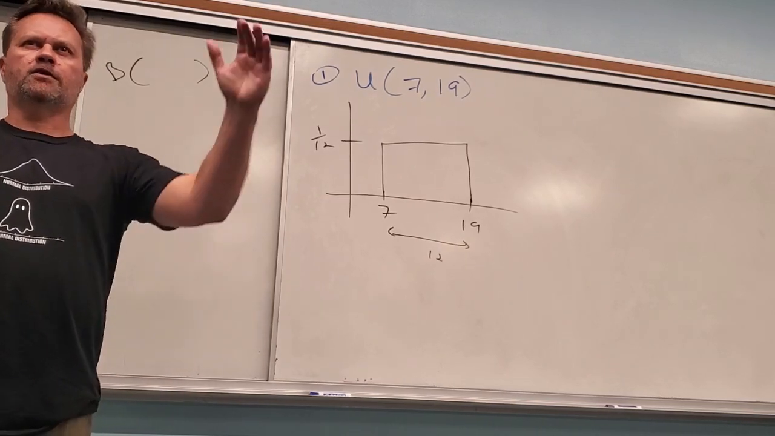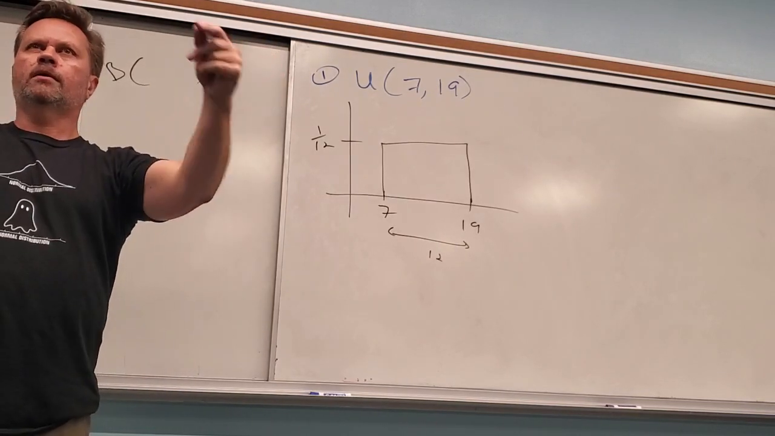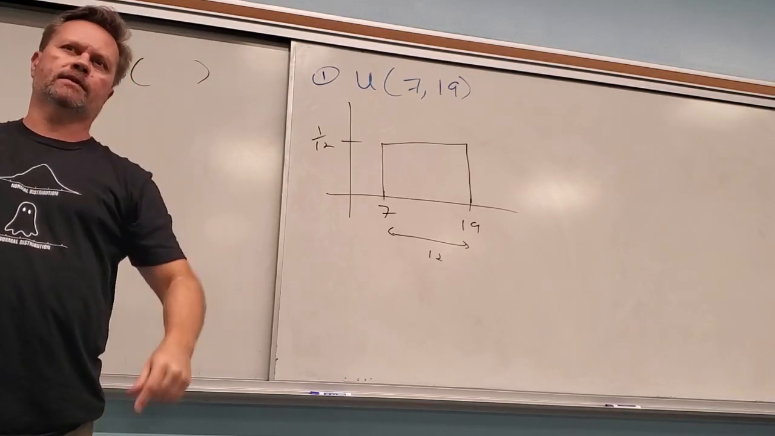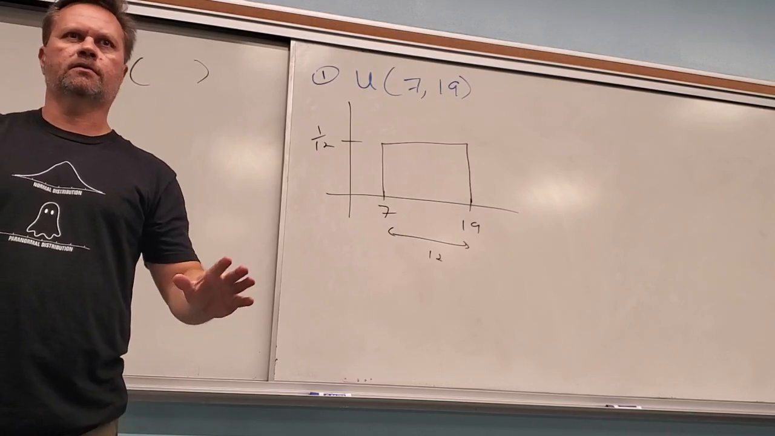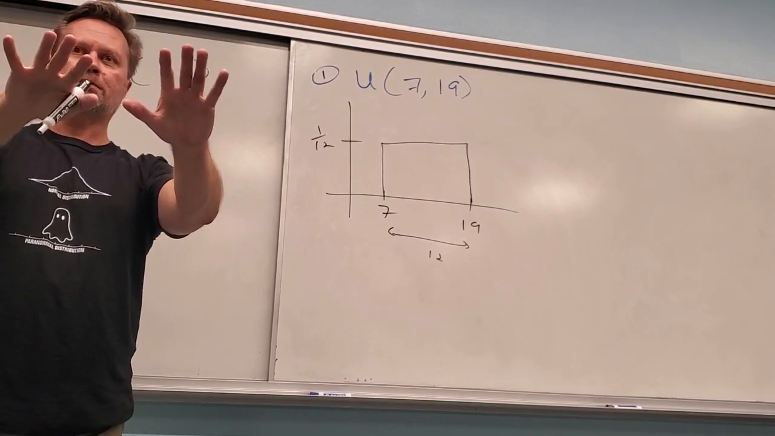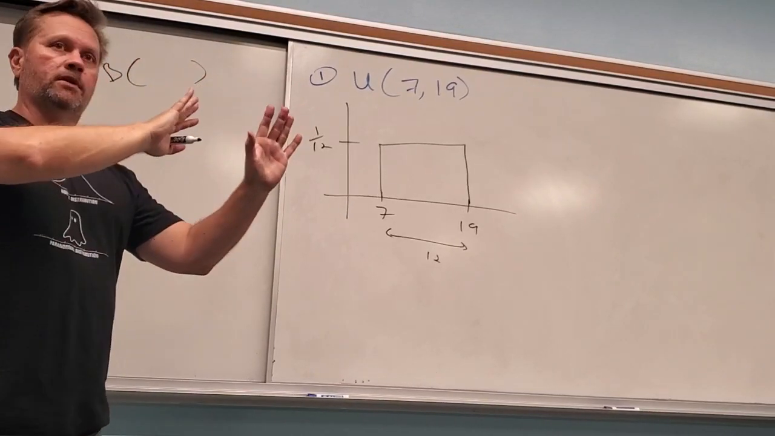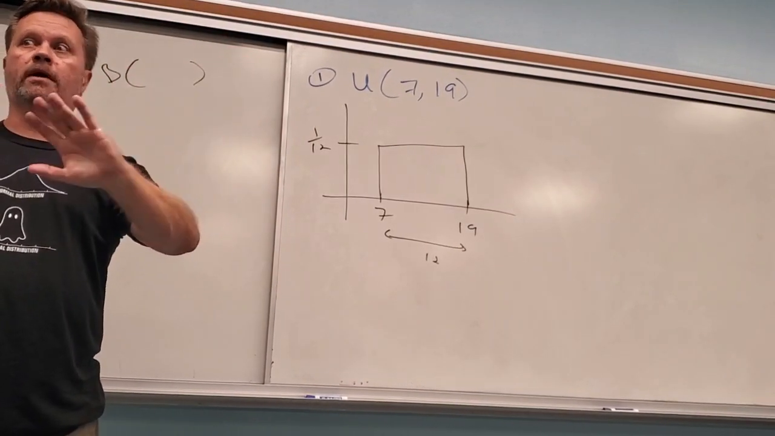Remember, if I have a visual and I make the area 1, then any slice that corresponds to a question, the area of that slice is the answer to the probability question. That's kind of too nice to believe. For right now, it's too nice to believe because we got rectangles. So when I'm talking about area, those are cool.